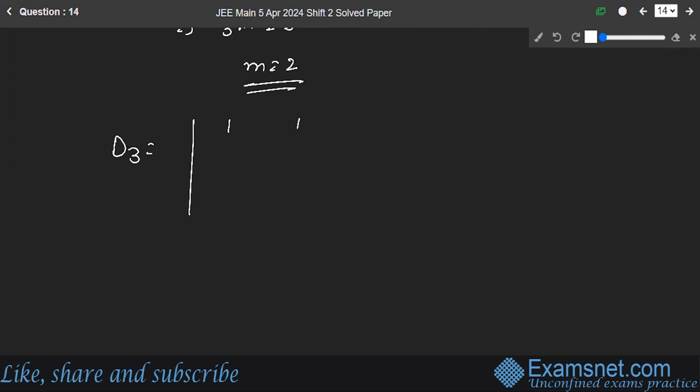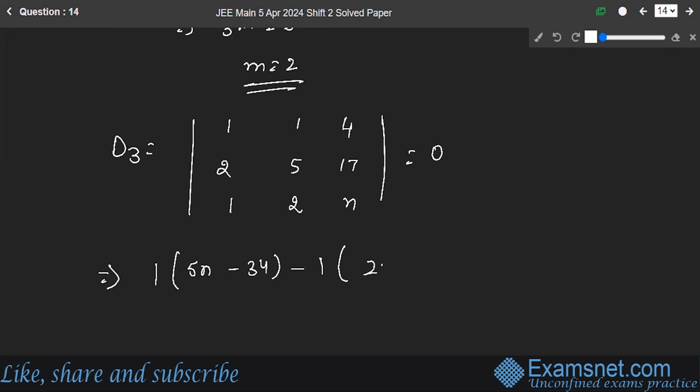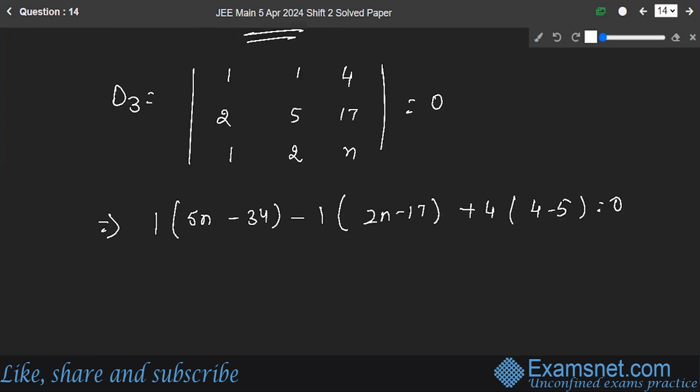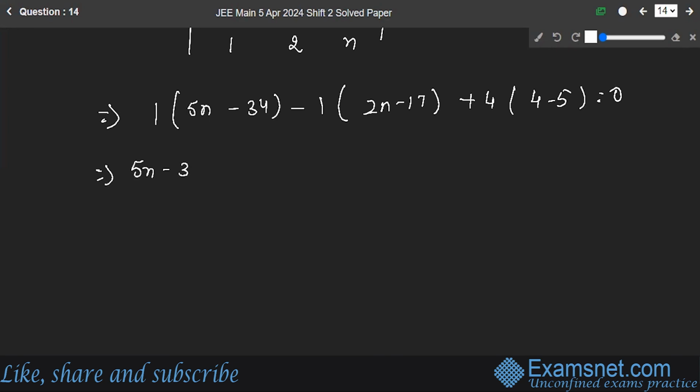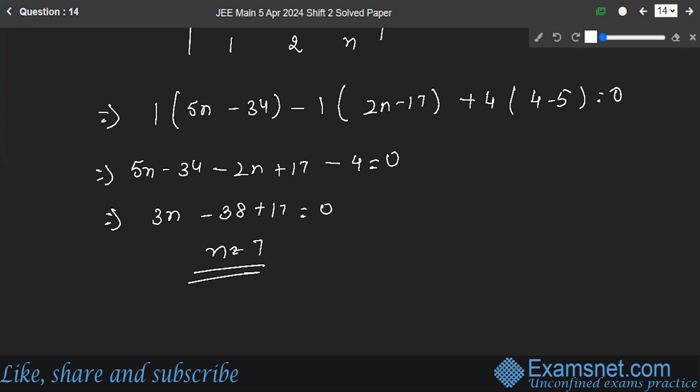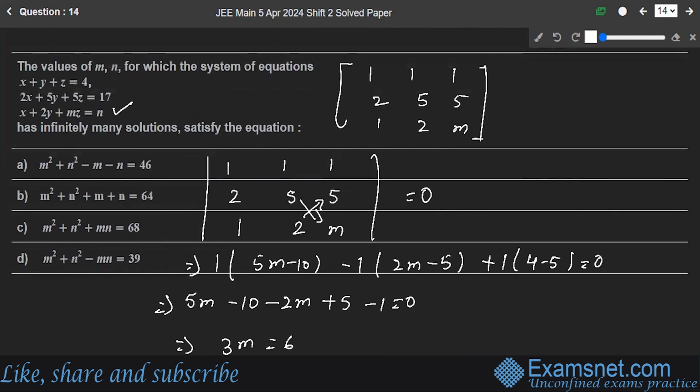D3 will be given by the determinant with rows 1, 1, 4; 2, 5, and 17, and this is also equal to 0. So 1 into (5n minus 34) minus 1 into (2n minus 17) plus 4 into this is equal to 0. Or you have 5n minus 34 minus 2n plus 17 minus 4 is equal to 0. This gives me 3n minus 21 is equal to 0, which gives me n is equal to 7. I got the two values.